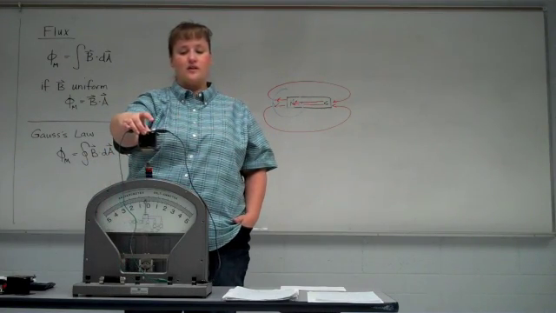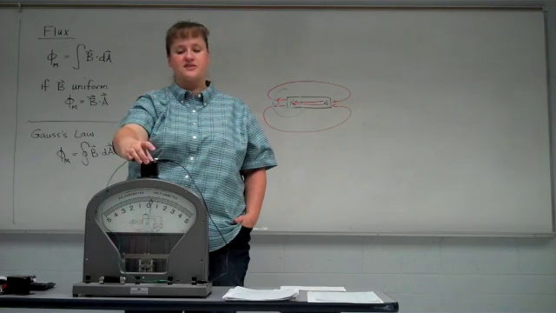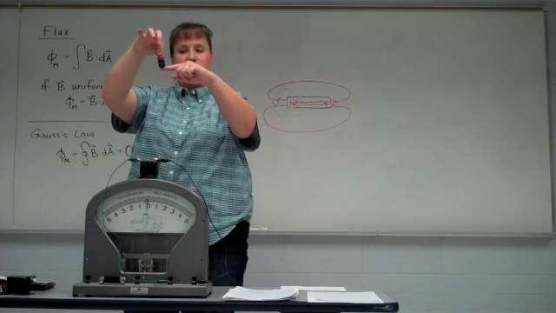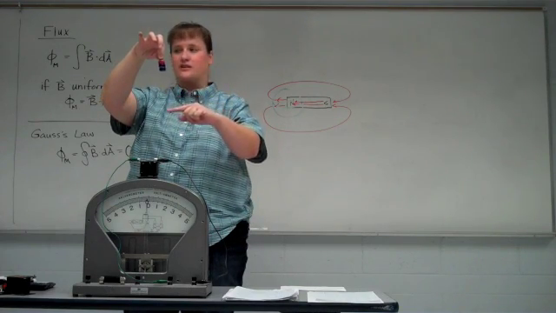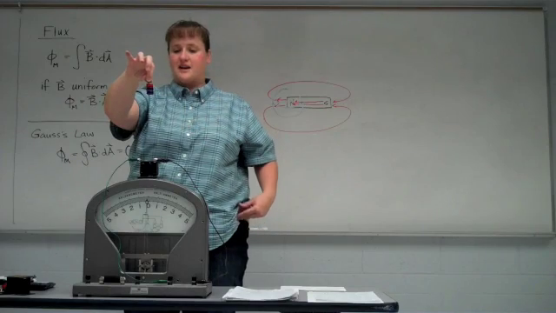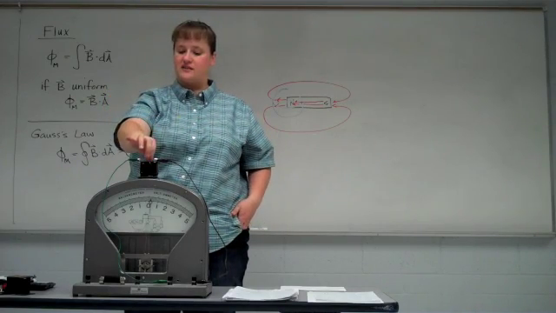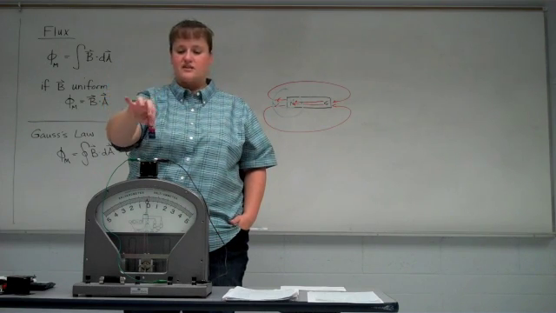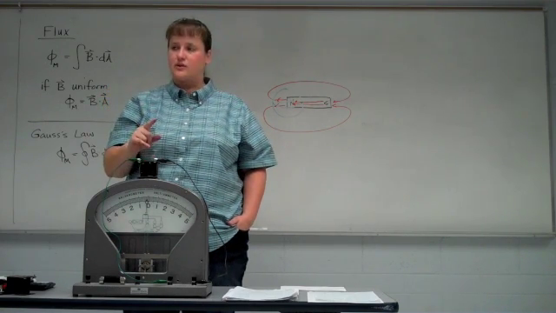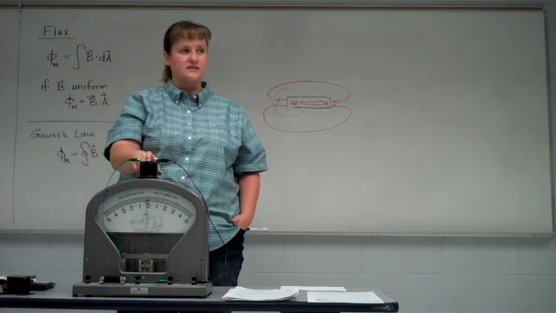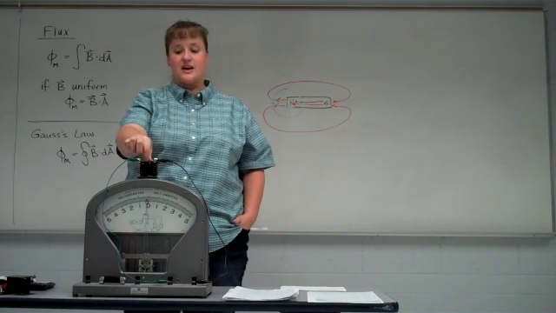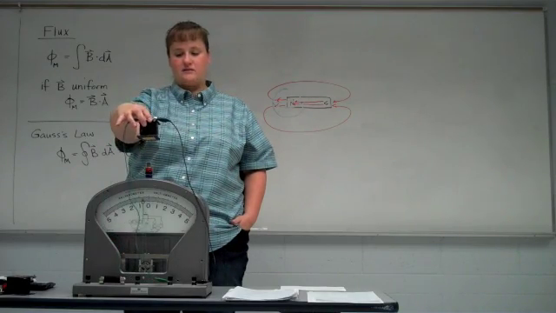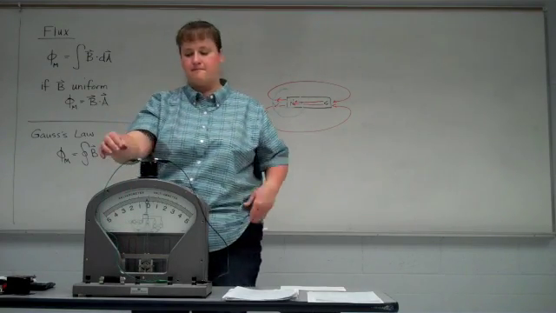As I move the coil or move the magnet, whichever one, the flux is changing. Because the magnetic field is strongest closest to this magnet, and it gets weaker and weaker the further away you get. As I bring the magnet in, I'm increasing the flux. As I take the magnet out, I'm decreasing the flux. So we actually get an induced voltage if we can change the flux through our coil. And we can change it either by moving the magnet or by moving the coil. Okay?